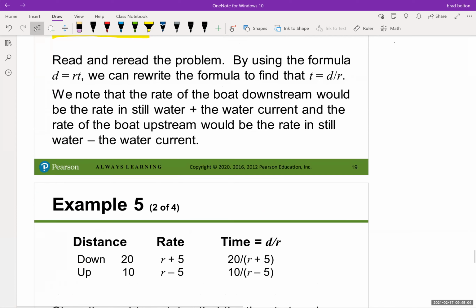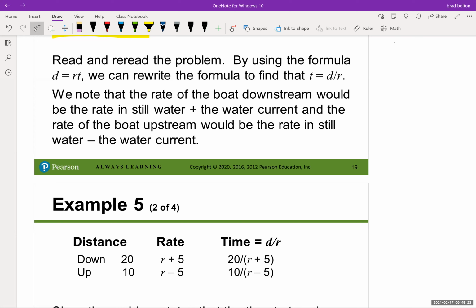So right here it says we note that the rate of the boat downstream would be the rate in still water plus the current. So imagine if you're swimming and something's pushing you along. Let's say you swim at 7 miles an hour and something is pushing you along also with its speed of 10 miles per hour, then you're actually going 17 miles per hour.